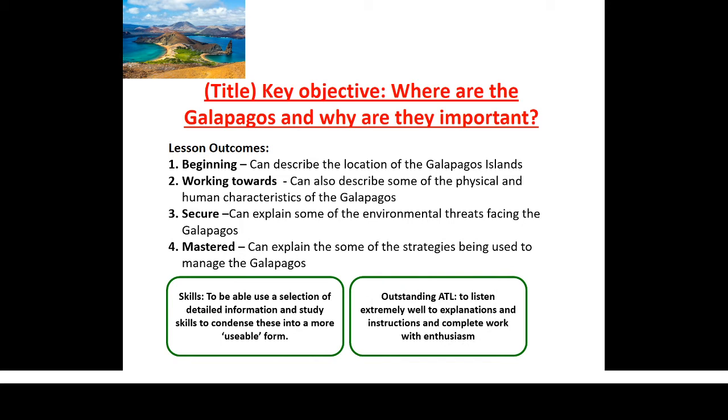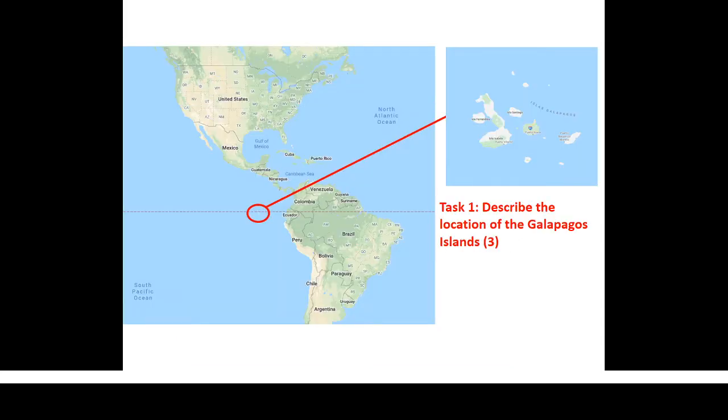Your outstanding ATL is, whether you're at home or in the classroom, listen extremely well to our explanations and complete your work with enthusiasm. So, on your student sheet, or if you're using a piece of paper, your first task is to describe the location of the Galapagos Islands. This would be similar to the exam skills that we use usually. So, 3 marks. I'm going to ask you to pause the video and you can come back to it as soon as you've completed that task.